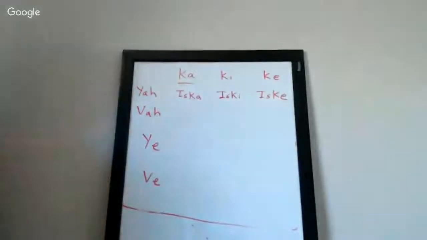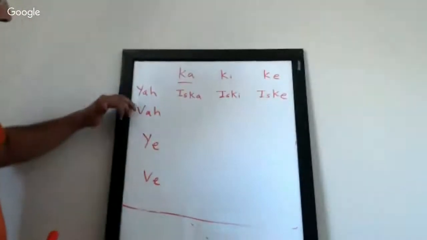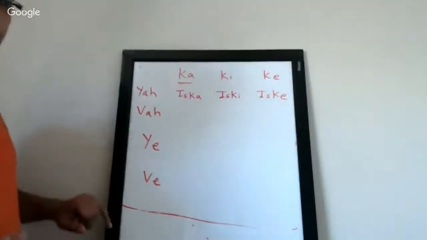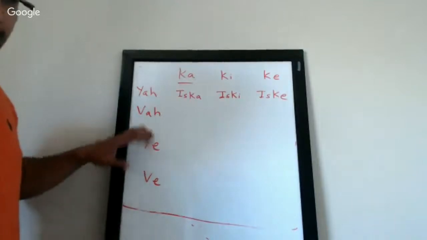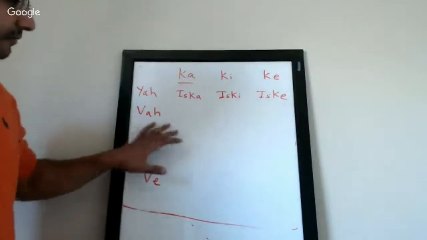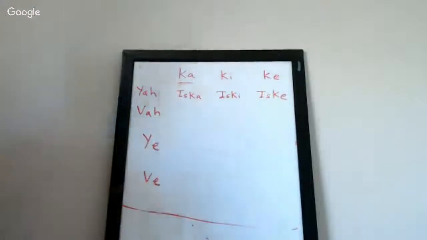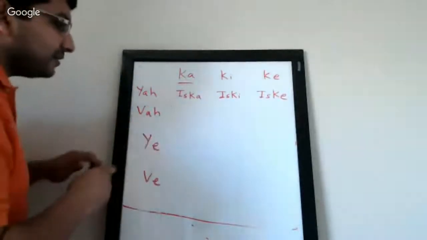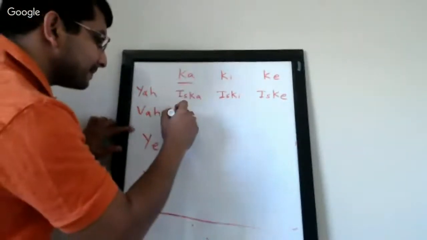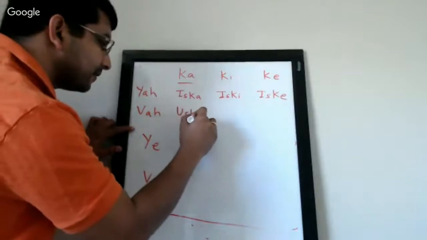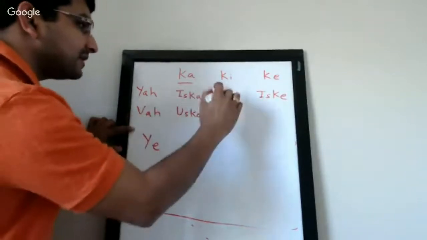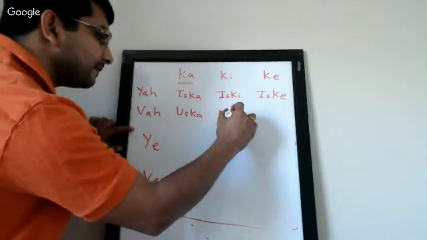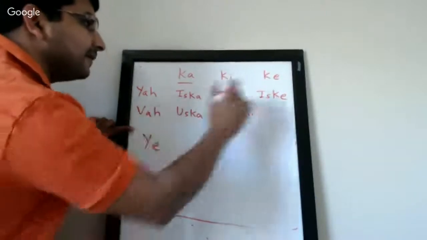Let's complete the rest, and you can get ahead of me by writing all of them. That's completely fine. As I'm writing it slowly, feel free to take the liberty and write them all down. So वह plus का is उसका, वह plus की is उसकी, and वह plus के is उसके.